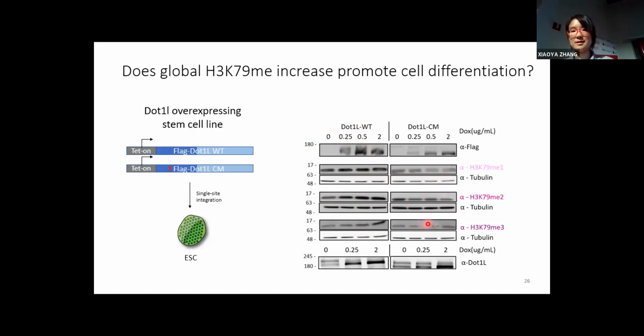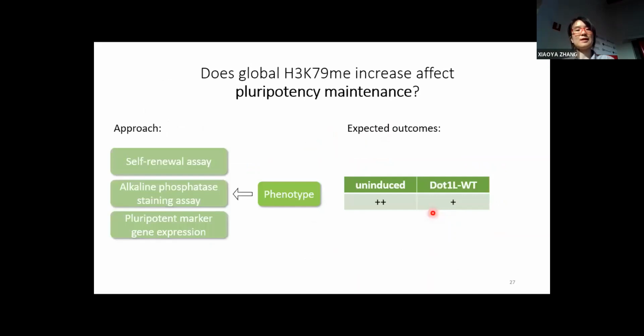So I created a cell line, and I would use it to ask: does global K79 methylation increase affect pluripotency maintenance and differentiation? If a low level of K79 methylation is required in stem cells, and the cells have to get rid of it for pluripotency exit, then if we increase the K79 methylation, will that trigger pluripotent stem cells to differentiate and exit the pluripotent state? I will use self-renewal assay, AP staining assay, and RT-PCR for pluripotency markers. I want to see if the increase of K79 methylation will cause the cells to exit the pluripotent state, so they are no longer pluripotent upon DOT1L overexpression.